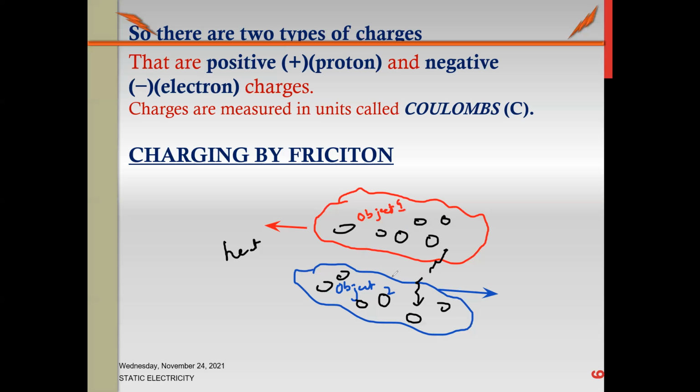That energy allows the electrons to jump from one surface to another, and it depends on which surface has a strong bond with electrons. The one which has a strong bond will not lose them, but the loosely bonded electrons will jump from one surface to another. So if the electron jumps from one surface to another, and object 1 is losing electrons, what will be the charge on object 1?